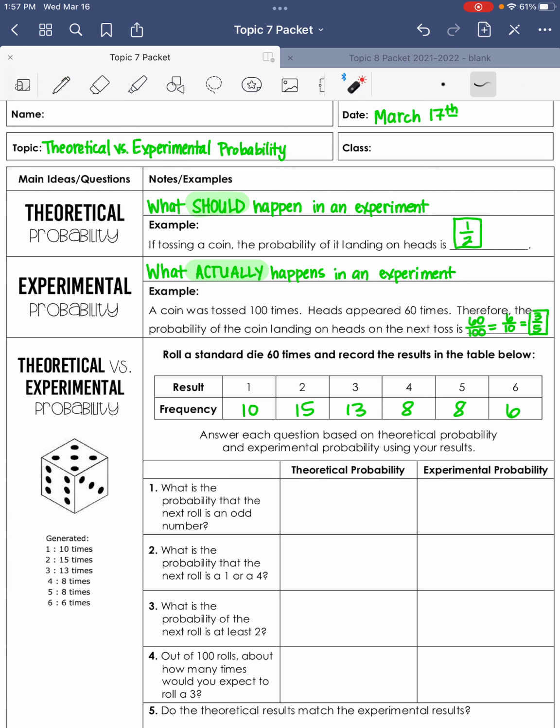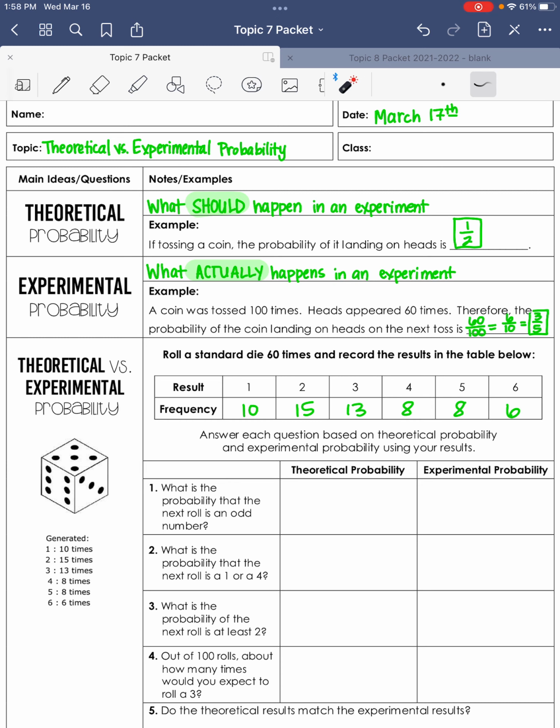So if I were to add all of these numbers up, it should be 60. And just because I used a website and didn't actually roll the dice 60 times, I'm going to double check. So 10 plus 15 plus 13 plus 8 plus 8 plus 6 is indeed 60. So the website worked great for us. So now we're going to answer each question based on the theoretical probability and experimental probability using our results, so using our table here. So number 1, what is the probability that the next roll is an odd number?